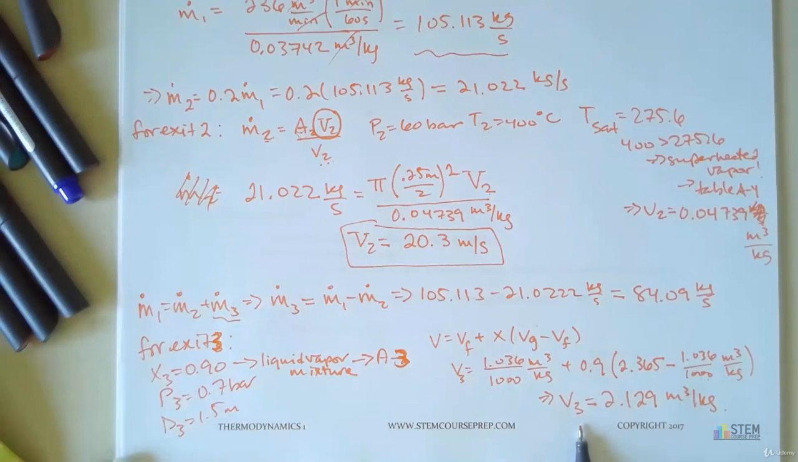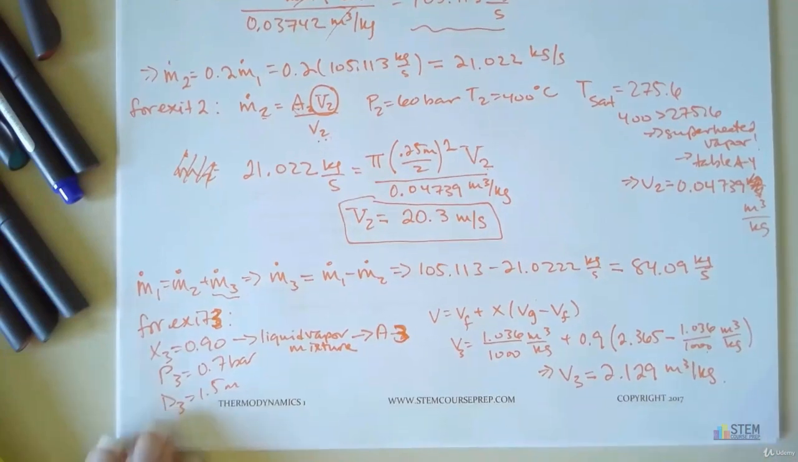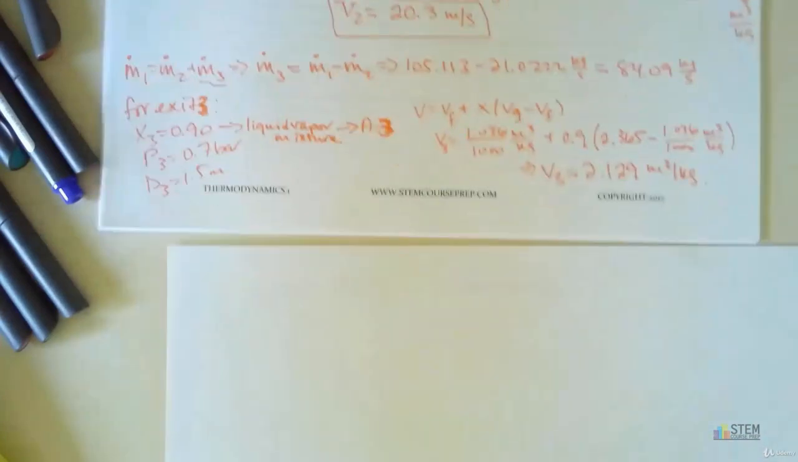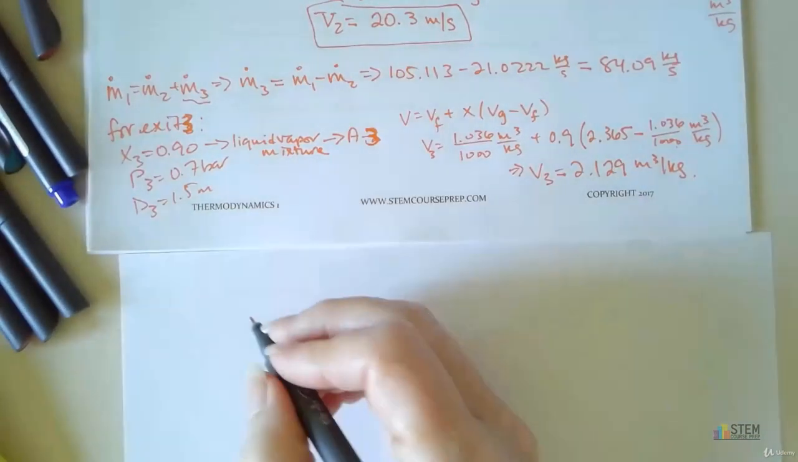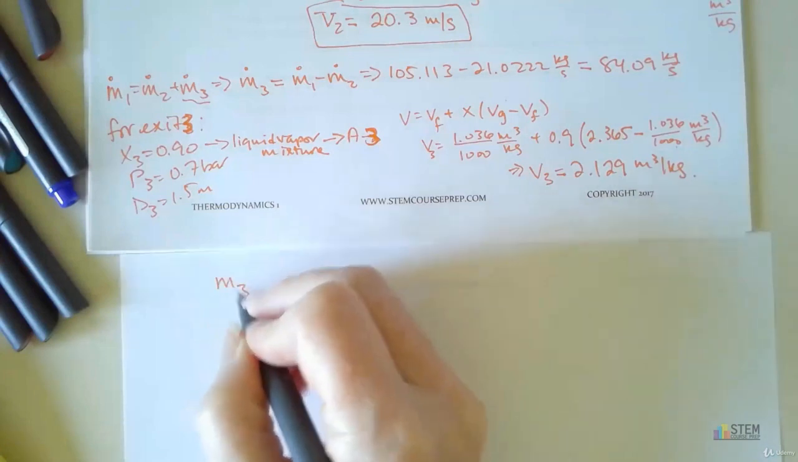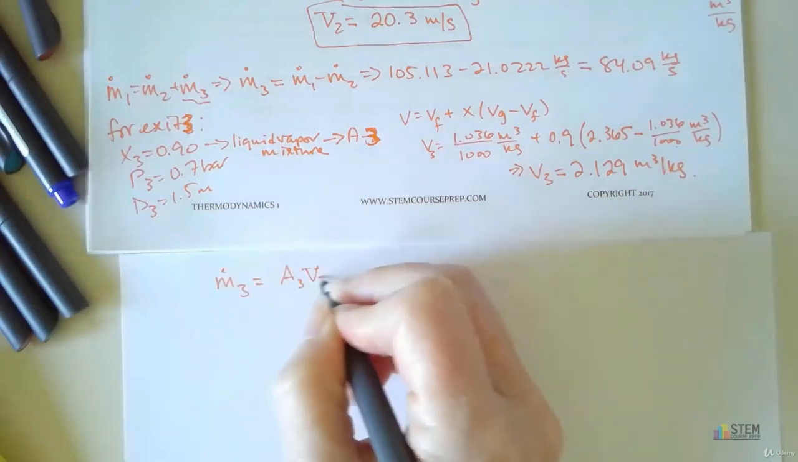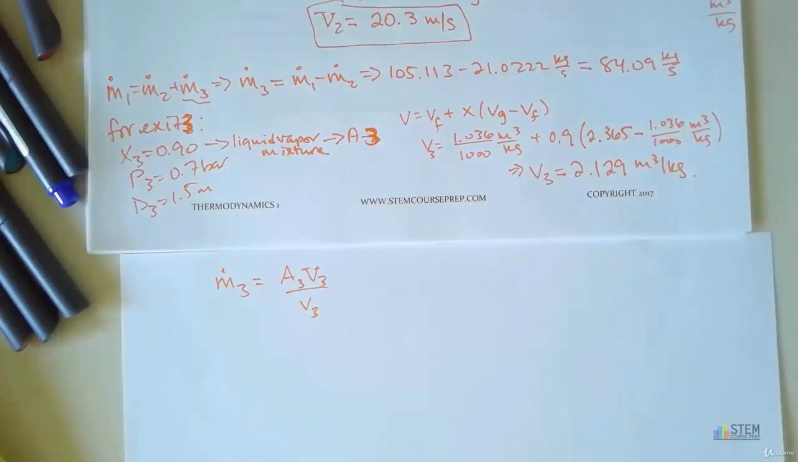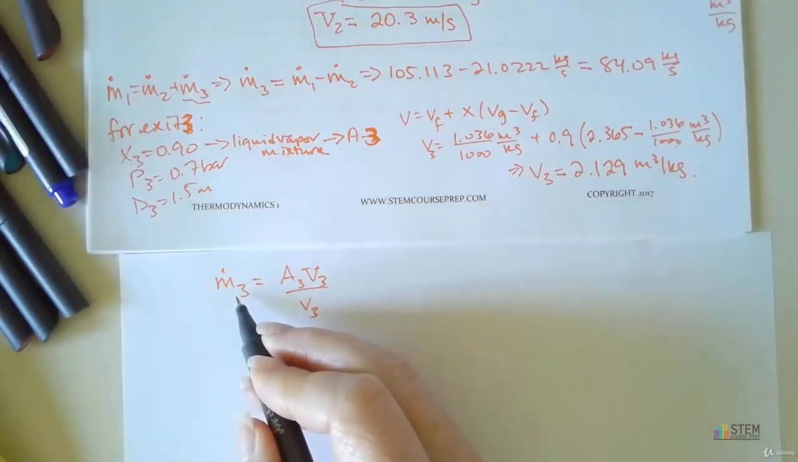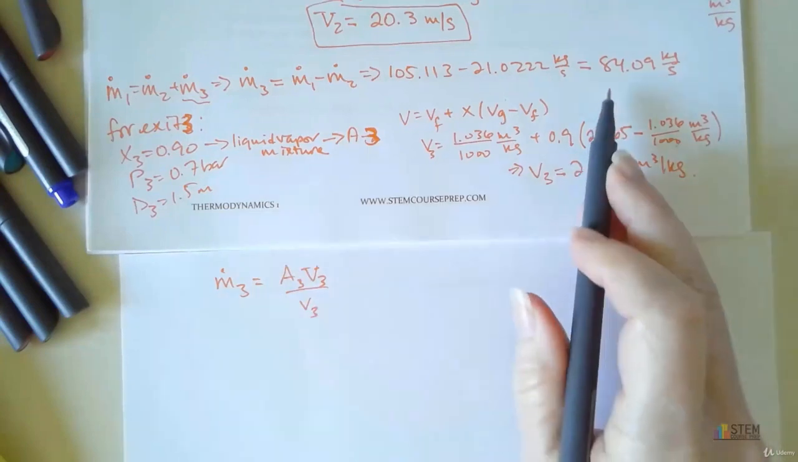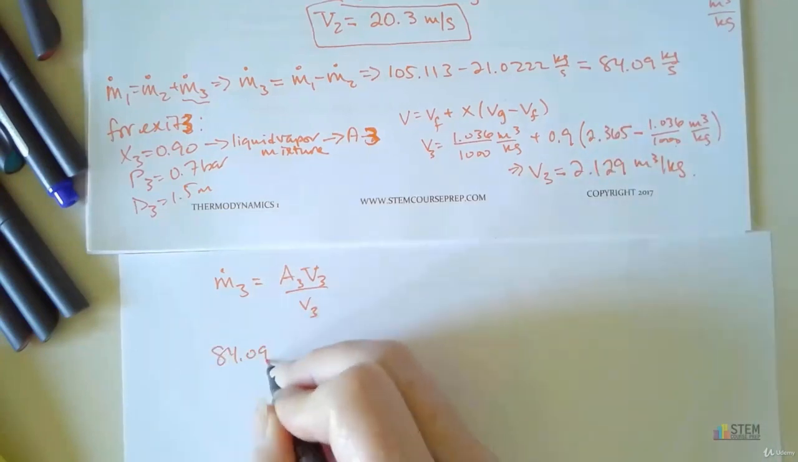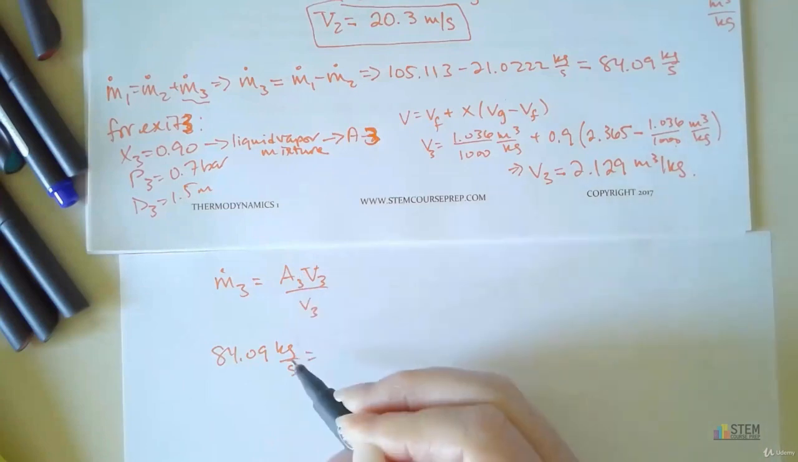Now that we have our specific volume, we are going to go back to our mass flow equation and use that to solve. Let me get another piece of paper here. So with this one, remember, we're going to have M3 dot equal to A3 V3 over little v3. M3 dot, we already found that. That was 84.09. We did that right here.